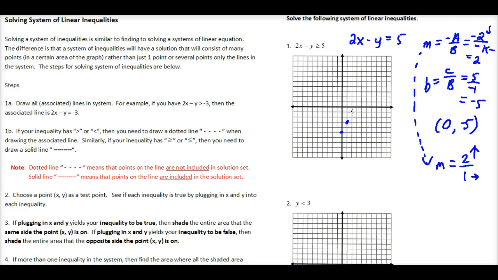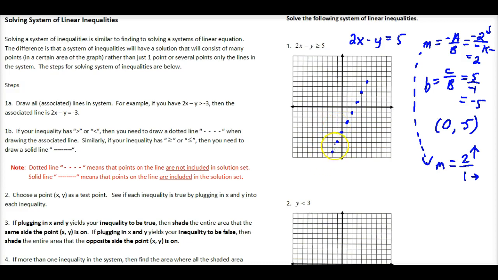Up 2 to the right 1, and again a few more times. So we have a general idea of what's going on here. We'll do a few the other way. Go down 2 and to the left 1. Down 2 and to the left 1. So this is what our general line will look like.